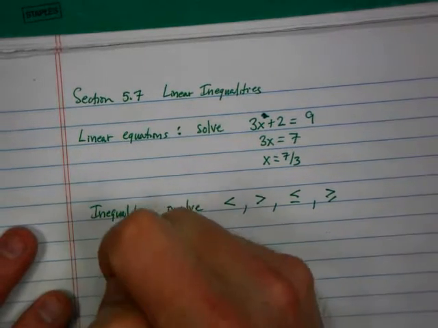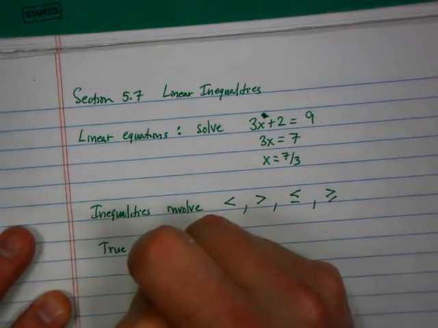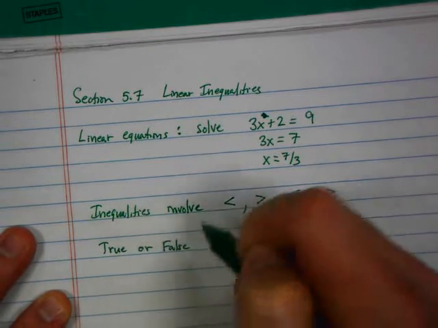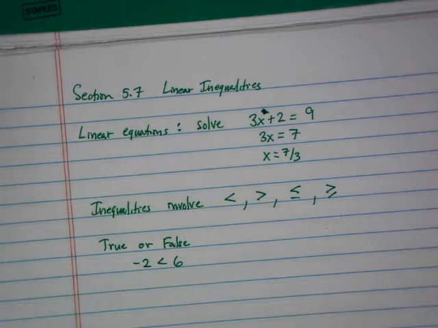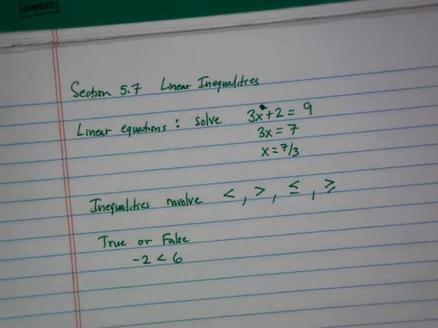All right, so I have some true or false questions. True or false? 6 is greater than -2. So it's true. Okay, so what is this symbol? This is the less than symbol. So this would be read, -2 is less than 6. True or false? -2 is less than 6. That's true.